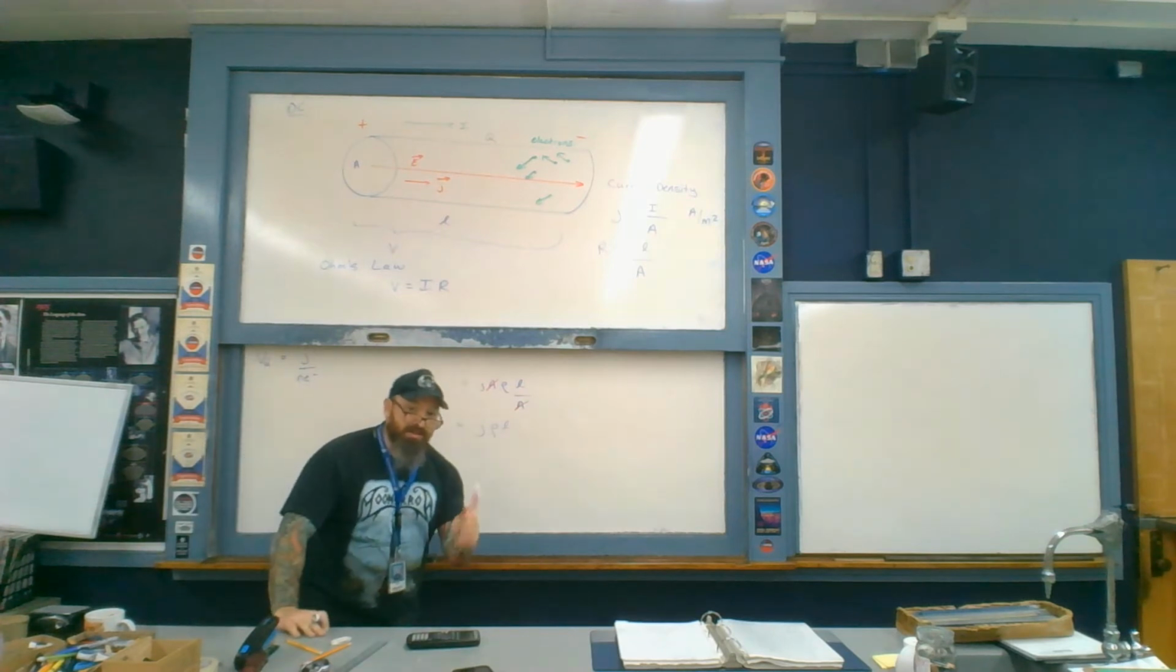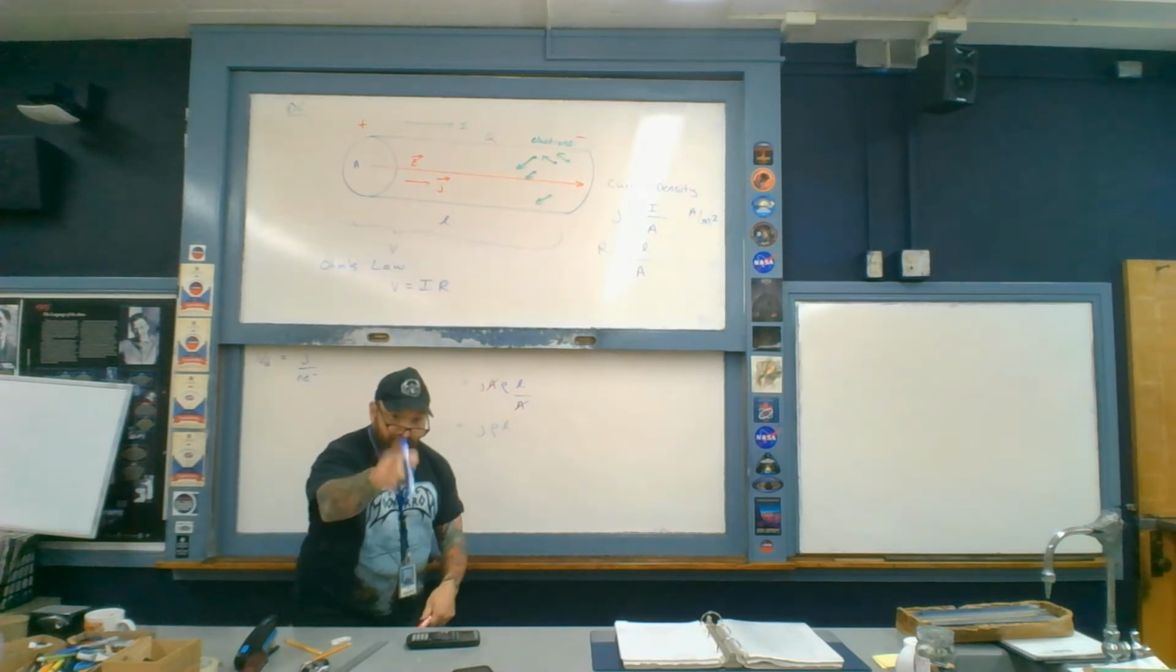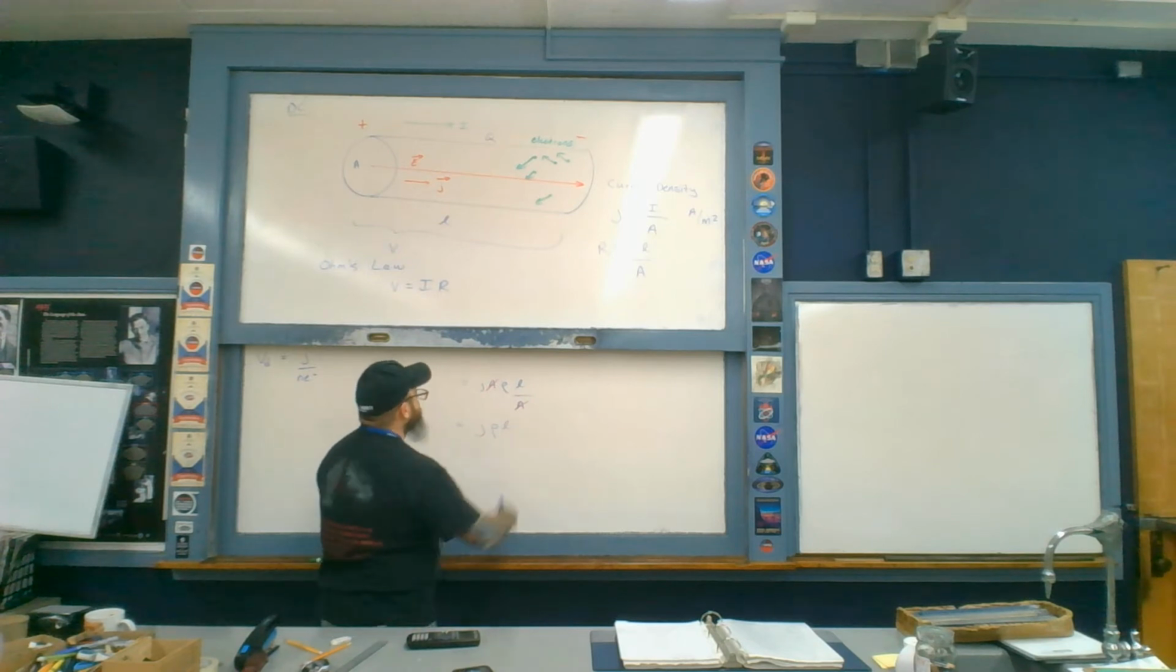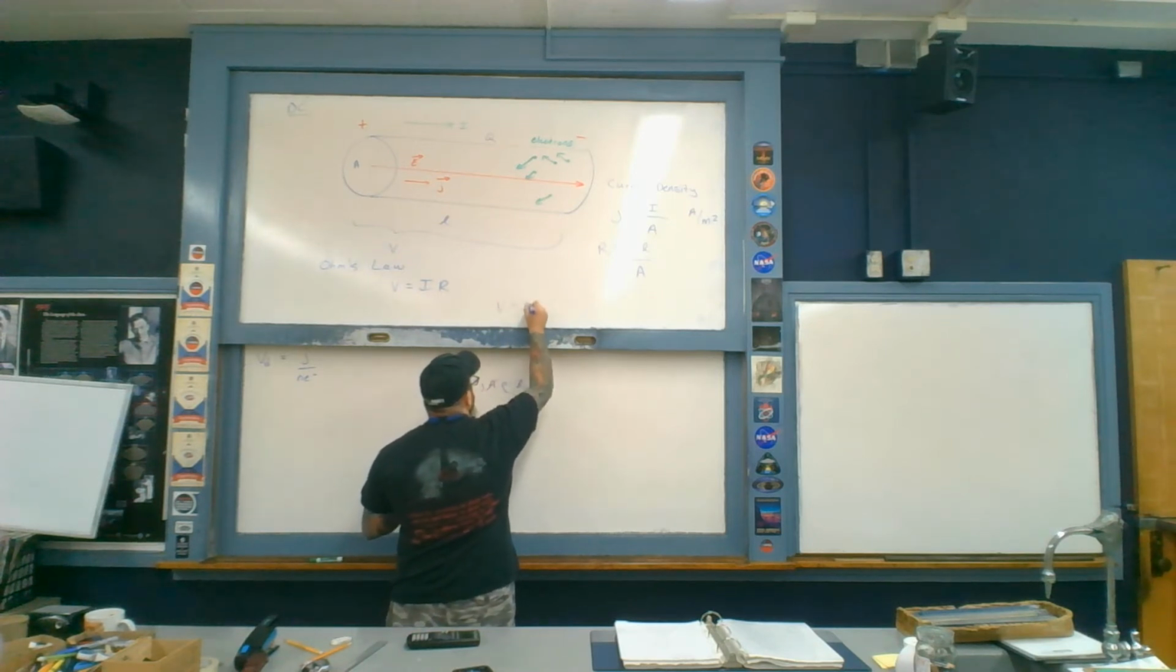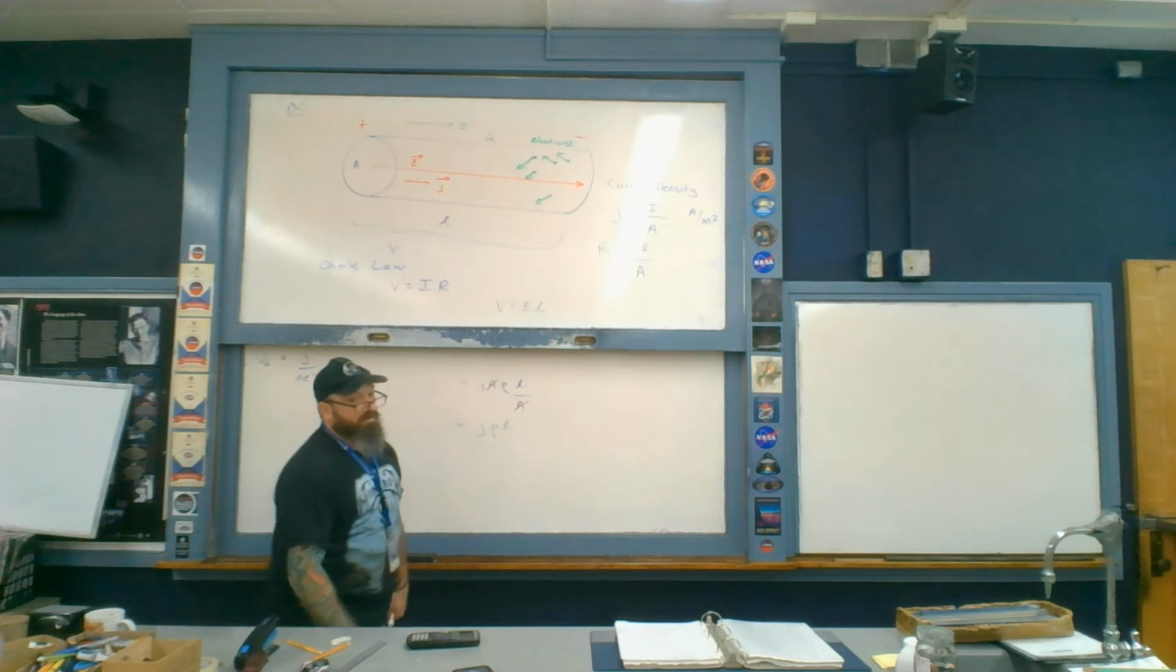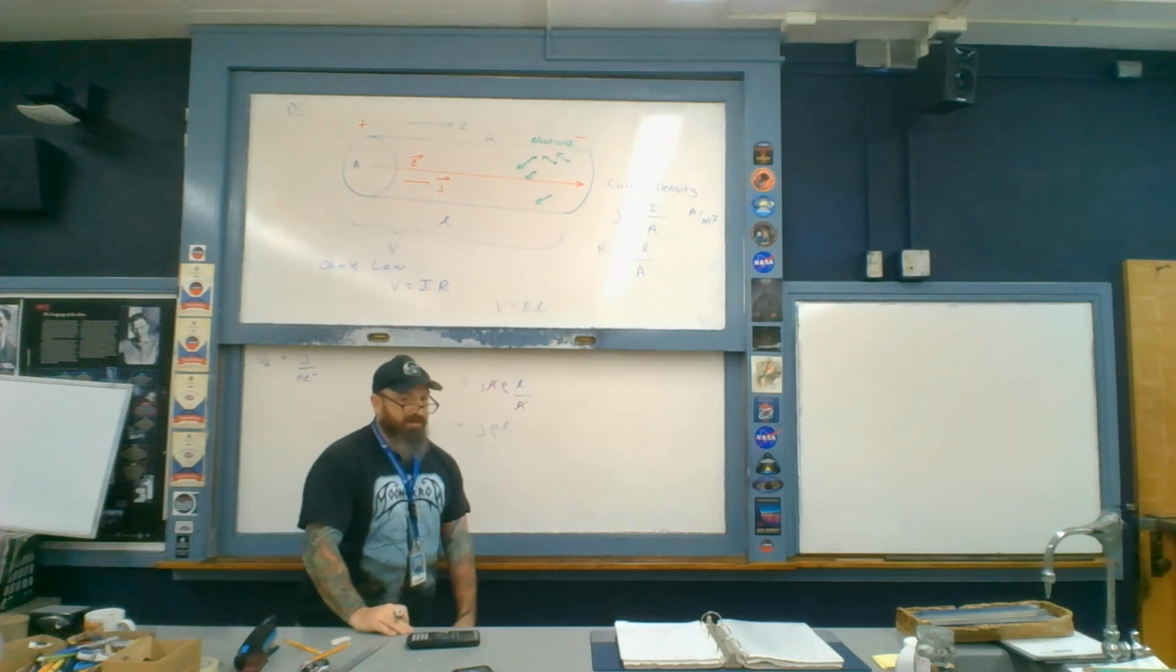Well, this is where the kid's name comes into play. Eddie, I'm looking at you. So the kid's name in this case, V, is equal to the electric field E multiplied by the length of the wire. The length of the wire here is obviously the distance D.